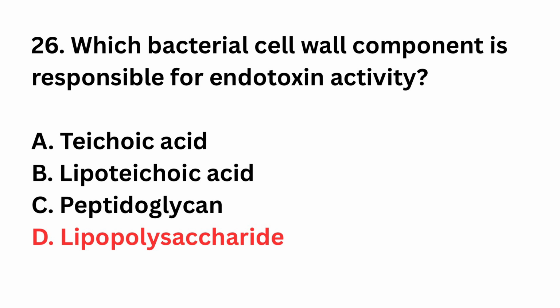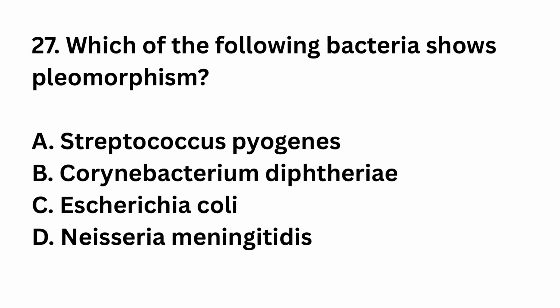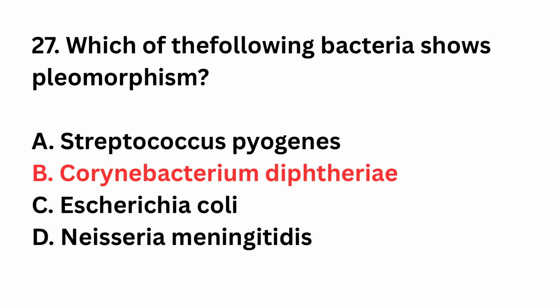Lipopolysaccharide, especially lipid A, acts as endotoxin in gram-negative bacteria. Question number 27. Which of the following bacteria shows pleomorphism? Streptococcus pyogenes, Corynebacterium diphtheriae, Escherichia coli, Neisseria meningitidis. The right answer is option B, Corynebacterium diphtheriae. Corynebacterium diphtheriae shows variable shapes and club-shaped forms.